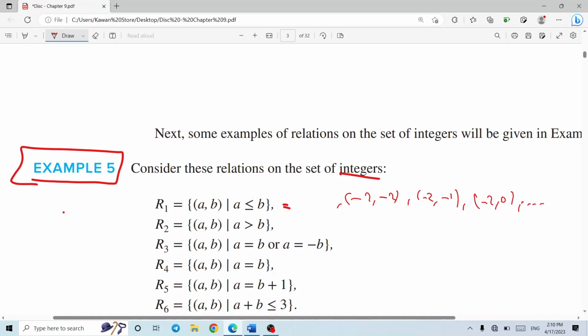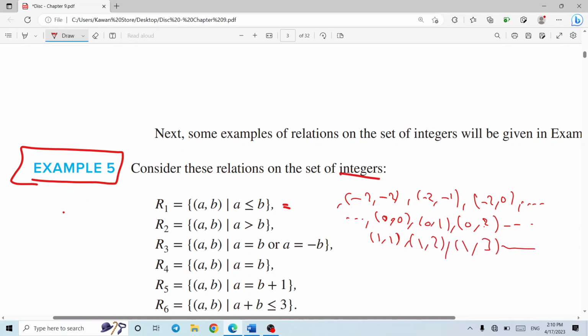How about 0? 0 is equal to 0, and I know 0 is less than 1, 0 is less than 2. And go on. How about 1? 1 and 1, because 1 is equal to 1. 1 is less than 2. 1 is less than 3. And go on.